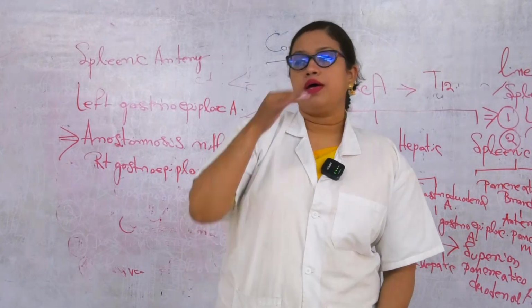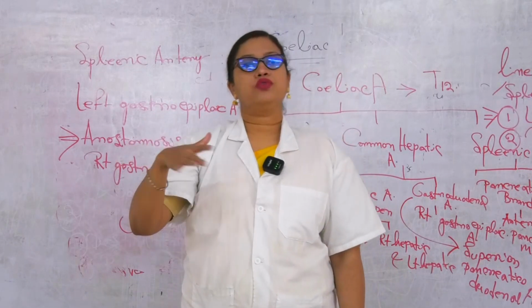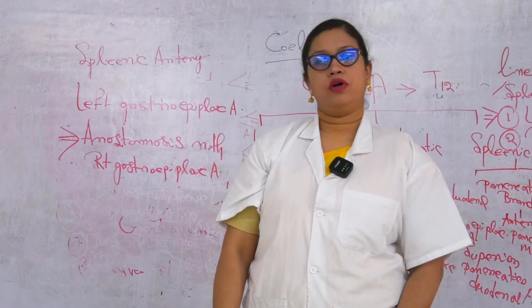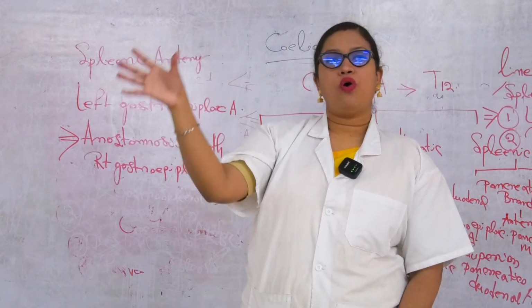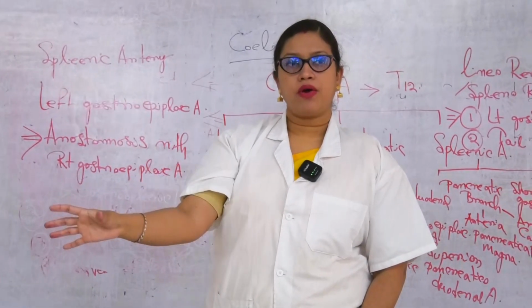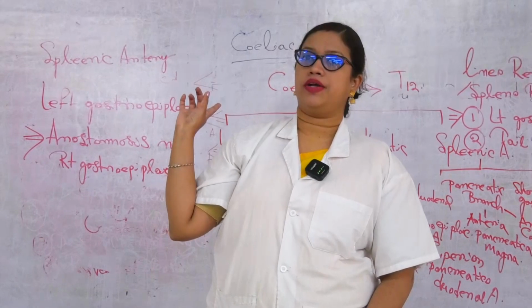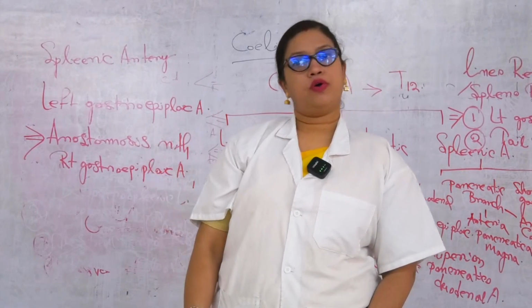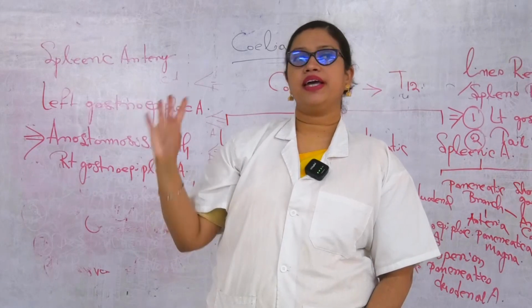Okay, so this is all about the celiac trunk. Tomorrow we will come across the superior mesenteric artery. Okay, today you go through the branches of the abdominal aorta and the branches of the celiac artery. The celiac trunk is a very commonly asked question. Okay, both the superior mesenteric artery and the celiac trunk.